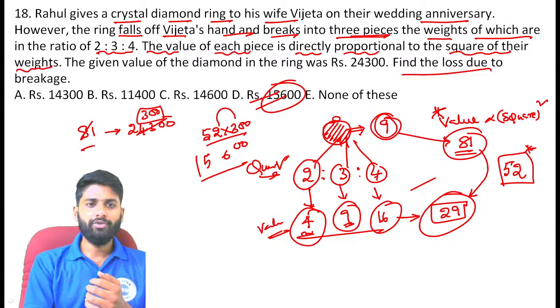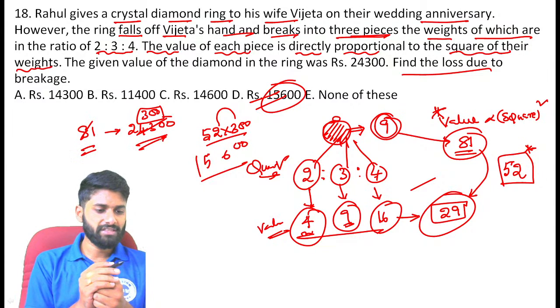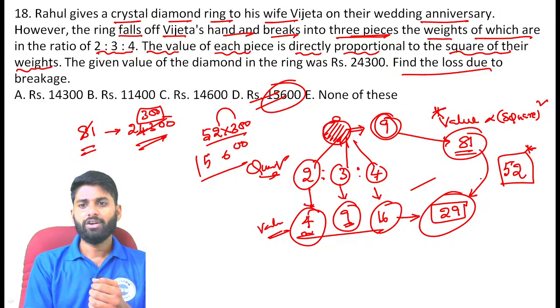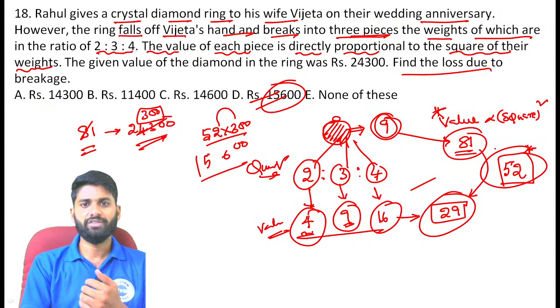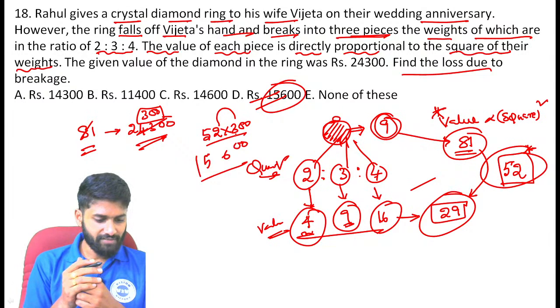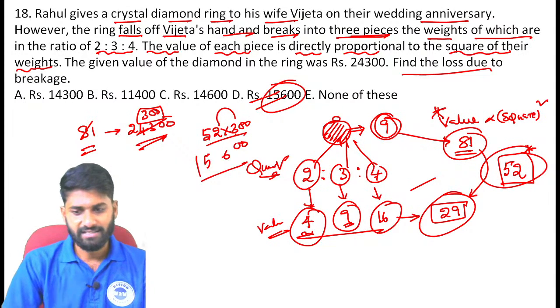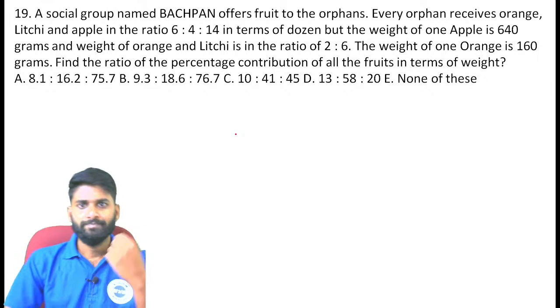Now, 81 units is exactly equal to 24,300. The loss is exactly equal to 52 units. Then 52 units is equal to how much? The value becomes 15,600. 15,600 is the correct answer. Next one.